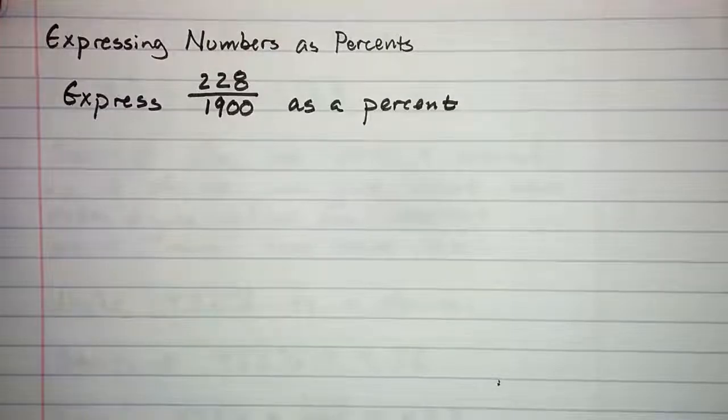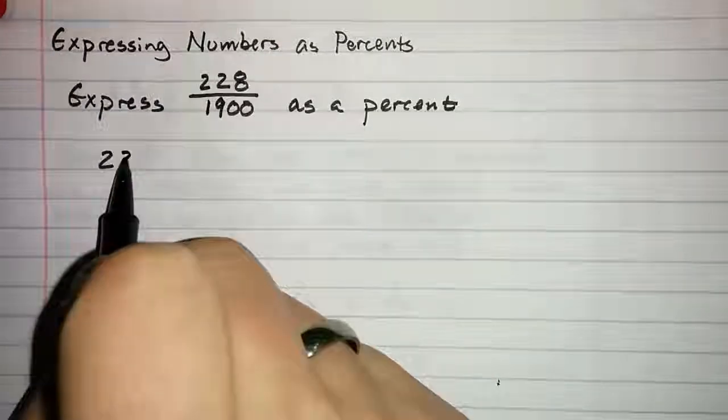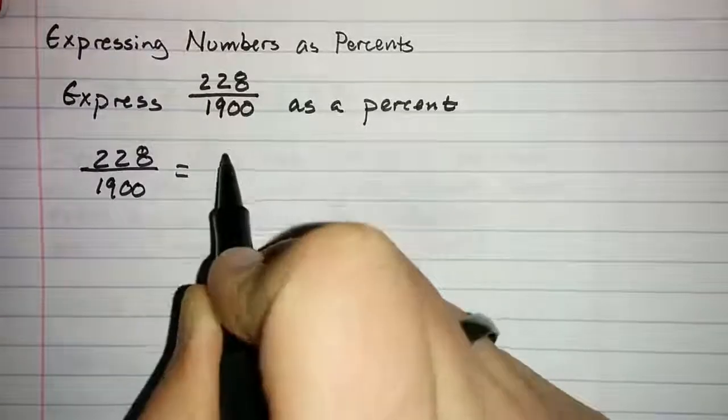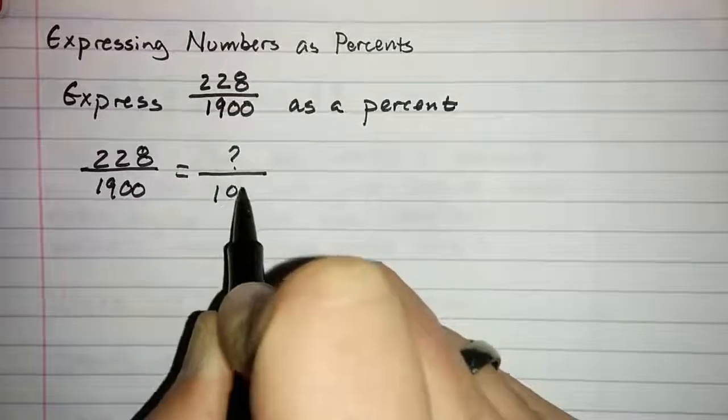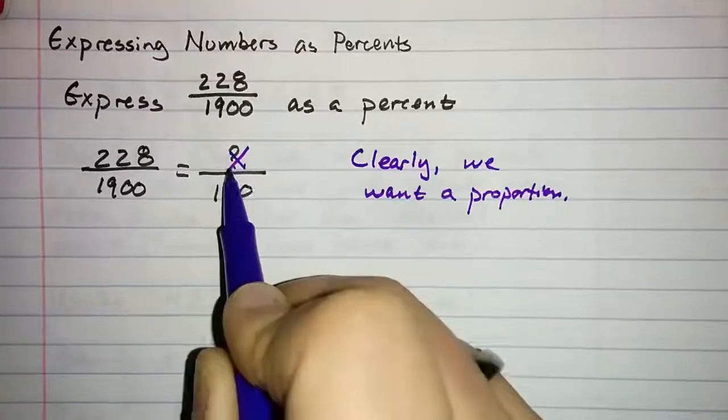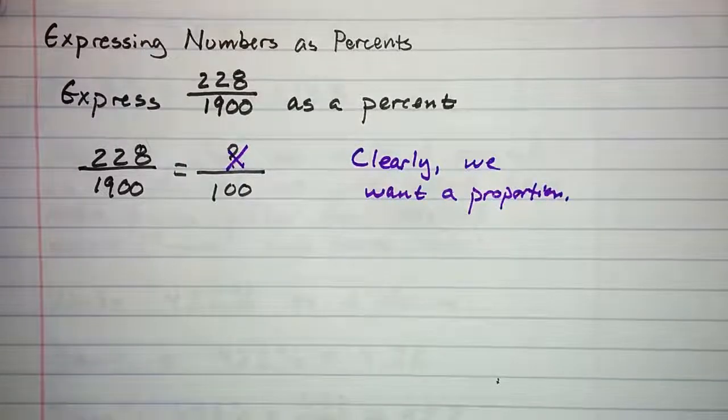What I'm asking is, 228 out of 1900 is how many out of 100? That's just what the question is. 228 out of 1900 is how many out of 100? Well, if that's what the question is, a proportion is clearly the way to answer it. And always, since we're trying to find a percent, the percent will be an unknown.